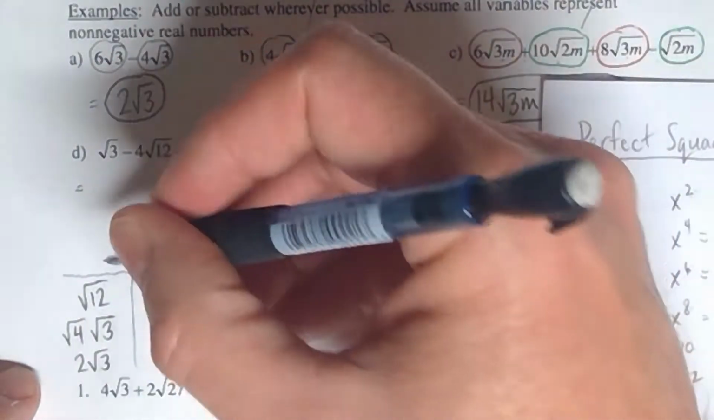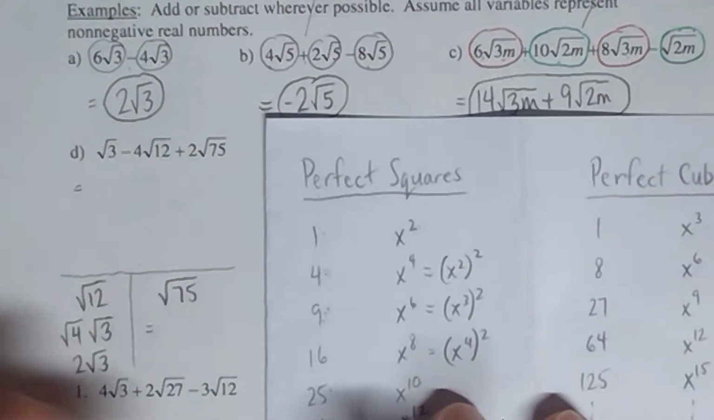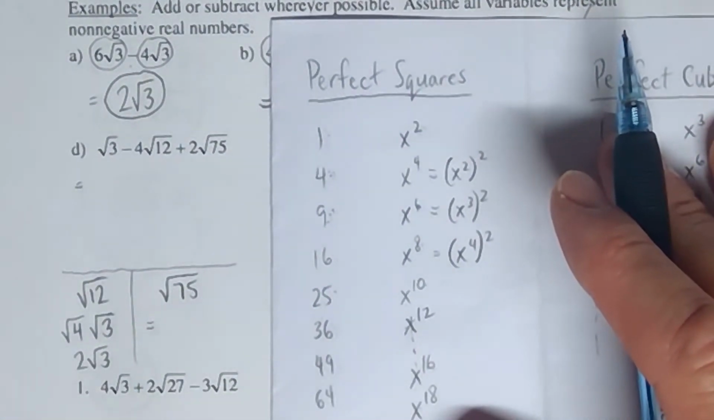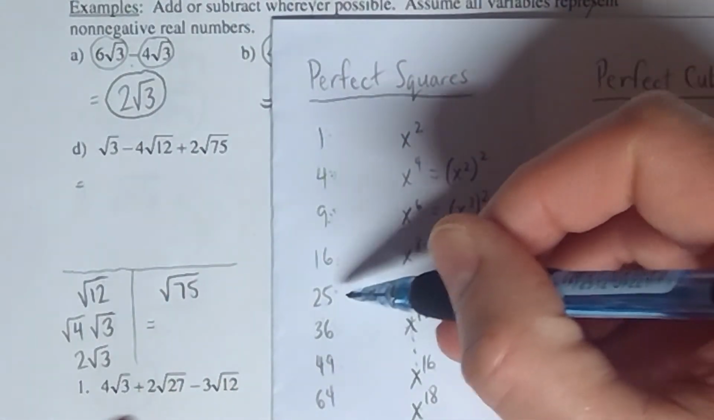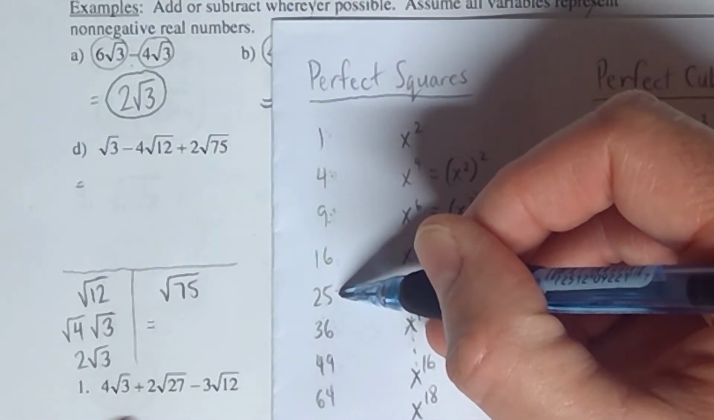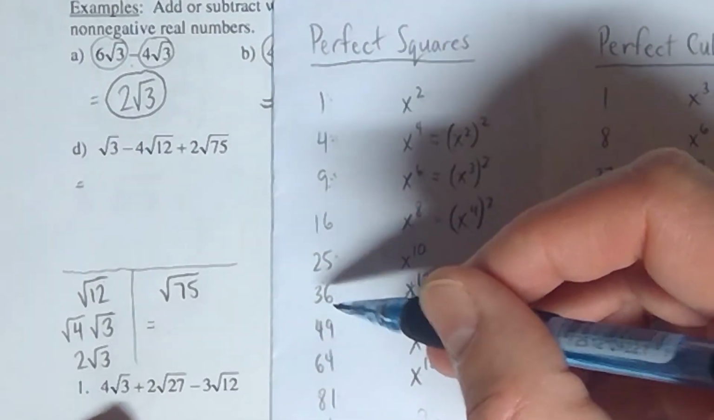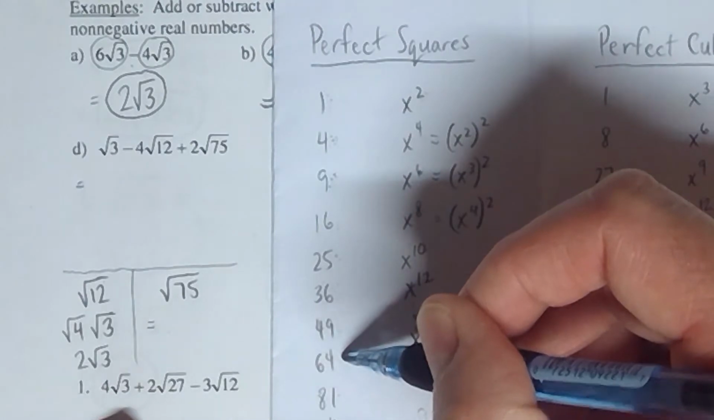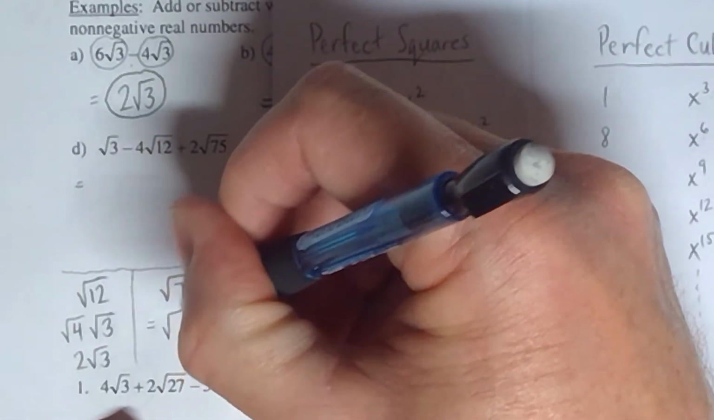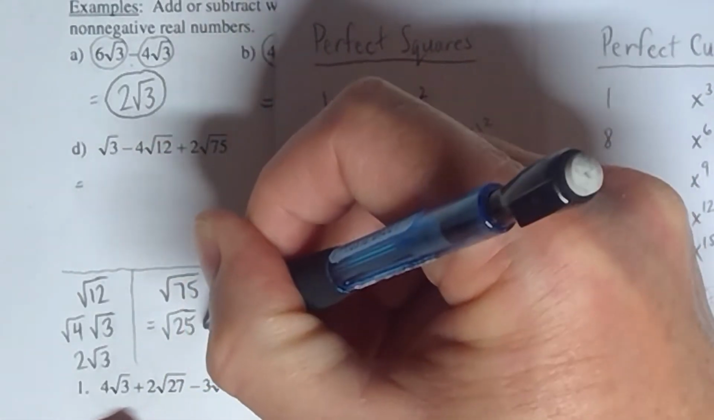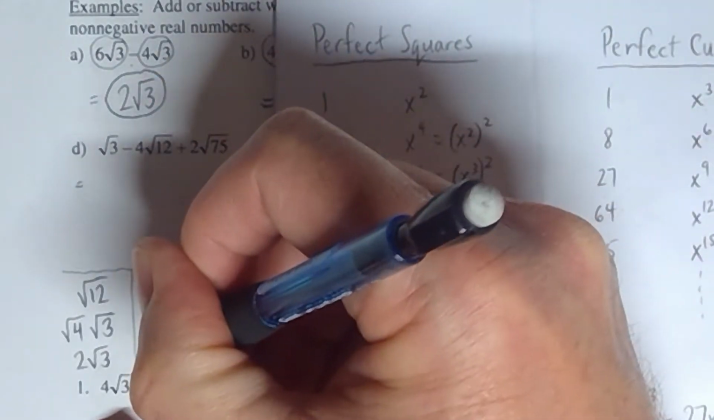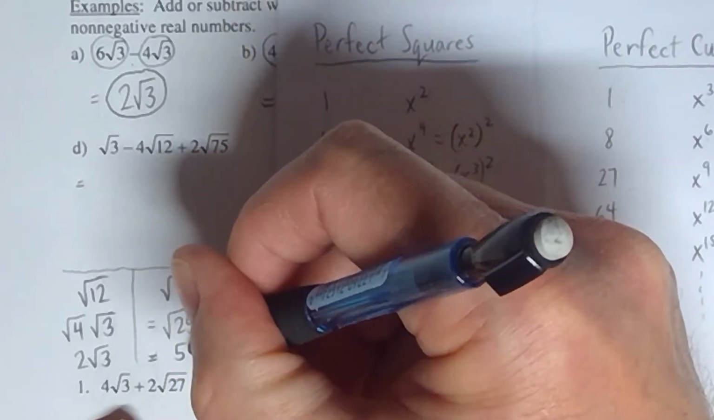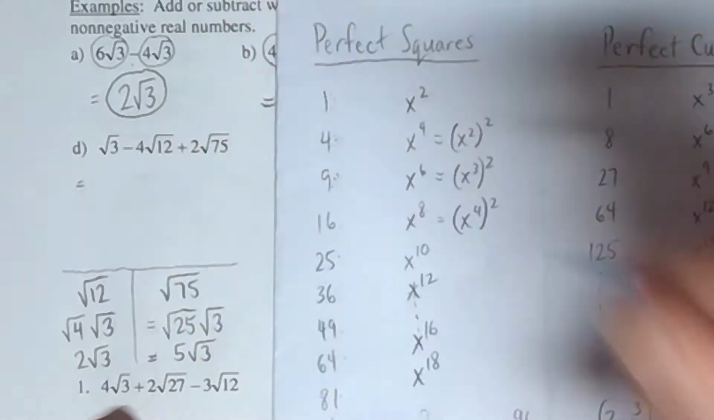Let's simplify the 75 first. What's the largest number on this list that I can factor out of 75? Well, it's going to end up being 25, because 25 times 3 is 75, and none of the other numbers bigger than 25 are going to be factors of 75. So if I pull that out, 25 and 3, I get, remember, figure out what the first radical is equal to, keep the second one the same, and you get that right there.